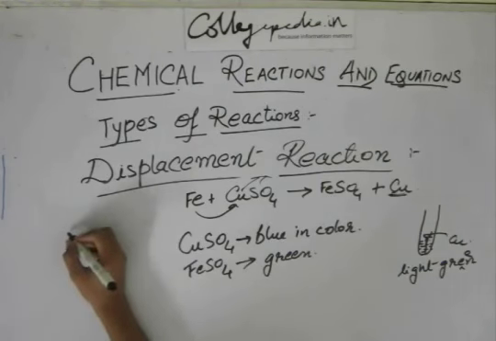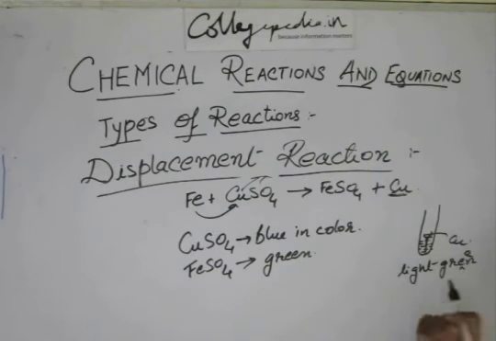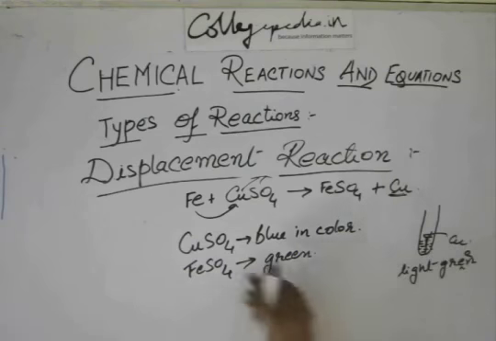So if they ask you what do you observe when an iron nail is dipped in copper sulfate, the observation is that the blue color of the copper sulfate starts disappearing, it becomes pale, and the iron nail gets a reddish brown coating which is of copper, and you need to give the reaction, and this is balanced.